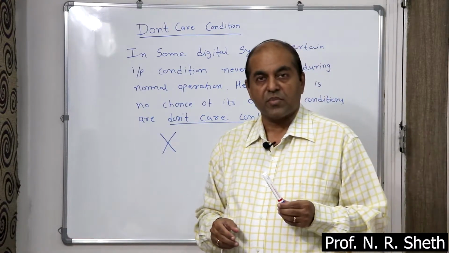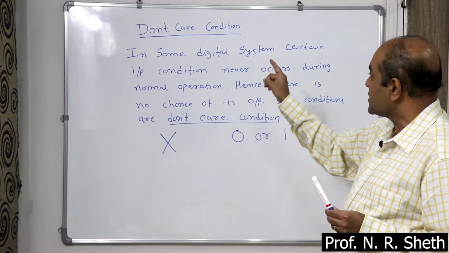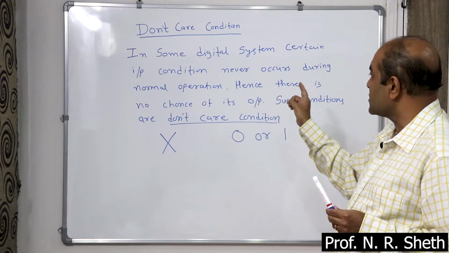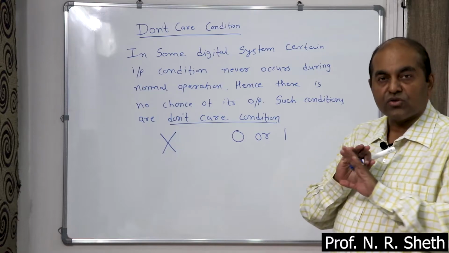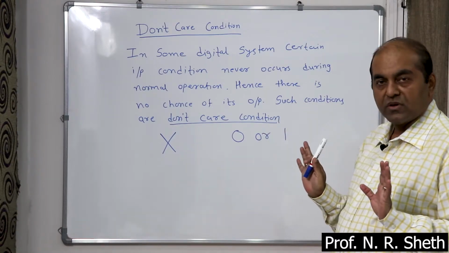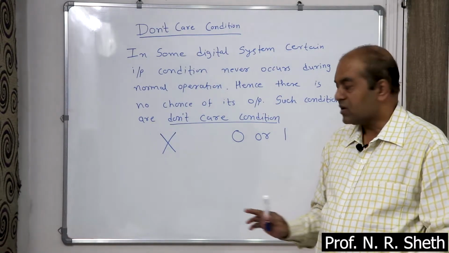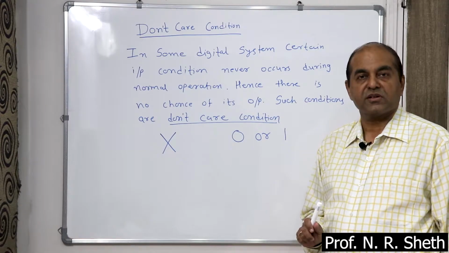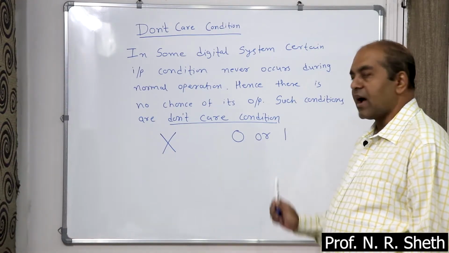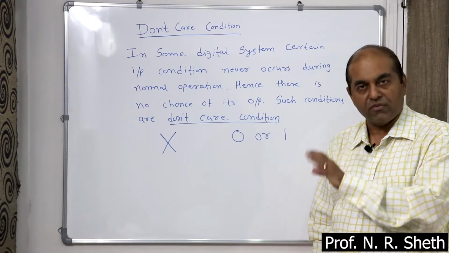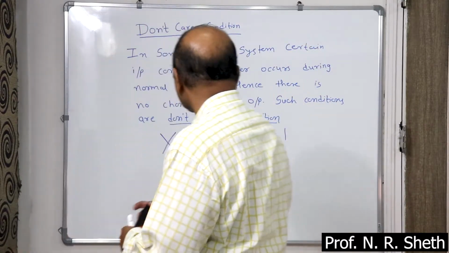Let's discuss few examples related to don't care. But first, again, in some digital systems, certain input conditions never occur during the normal operations. Hence, there is no chance of its output. Such conditions are don't care conditions. In K-map, such don't care conditions are represented by symbol X, and to simplify K-map, you can place either 0 or 1. Clear? Let's discuss few examples related to this.